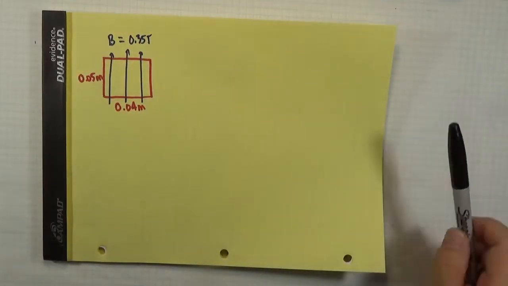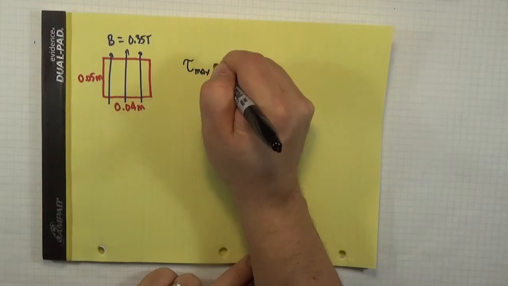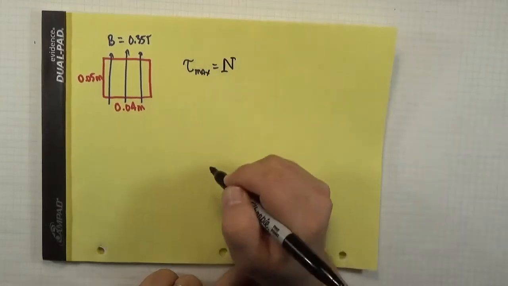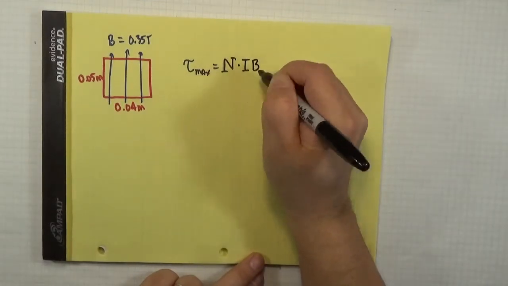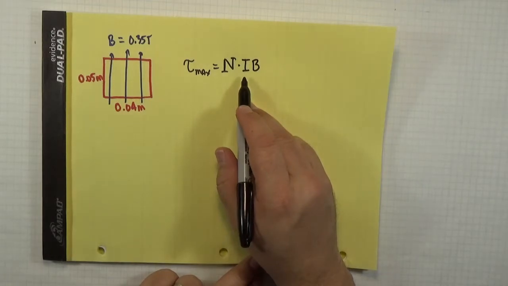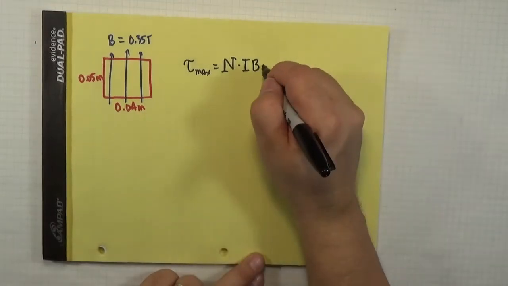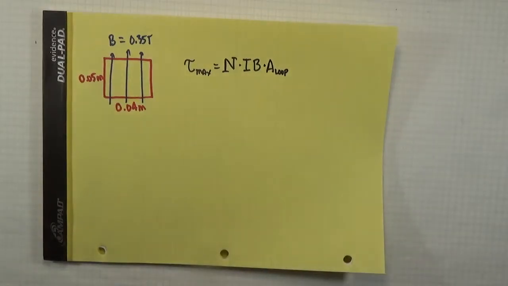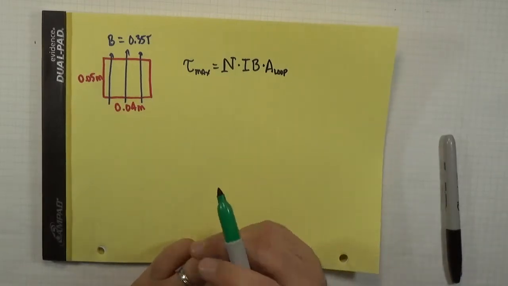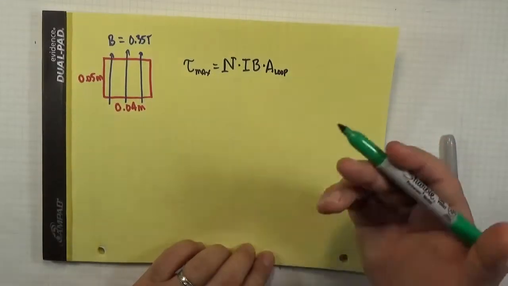So the maximum torque on a current loop is given by the number of coils in the loop, N, times I times B, the current that flows in the loop, the thing that we're interested in finding, times the magnitude of the magnetic field that the loop is immersed in, times the area of the loop. One of the things I always like to do when I'm starting from formulas like this is take an inventory of what I know and what I don't know, because that tells me whether or not I need to go looking for another formula or something else to work with.